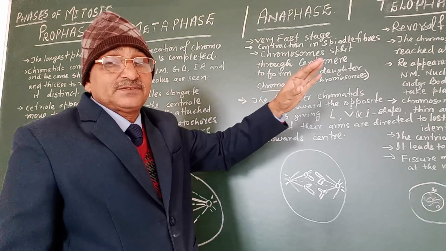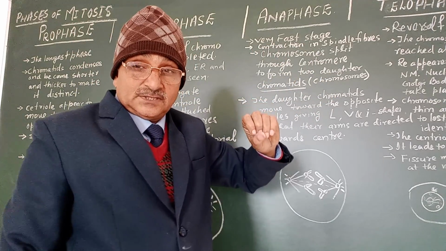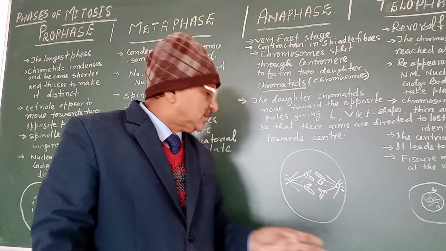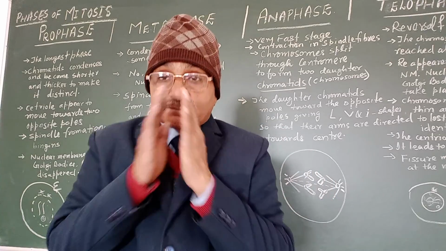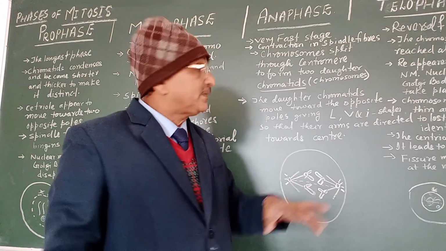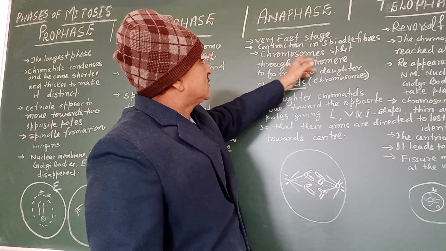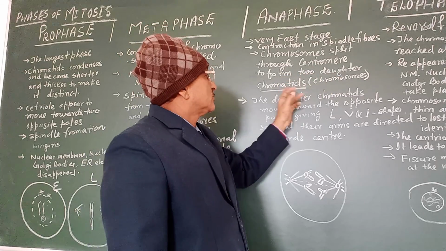Anaphase. What happens in anaphase? In anaphase, it's a very fast stage. Immediately it passes. What happens? The contraction begins in the spindle. So due to contraction in the spindle, the chromosomes split into chromatids. It is a very fast process: contraction in the spindle fibers, chromosomes split through the centromere to form two daughter chromatids.